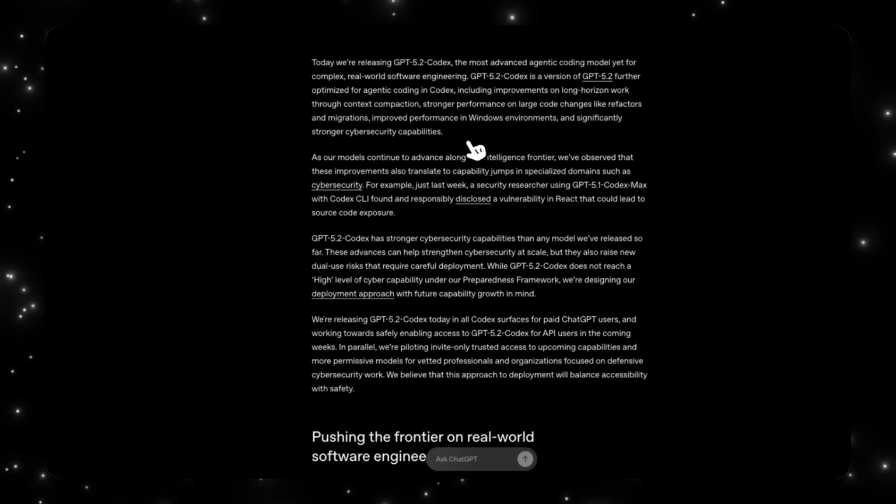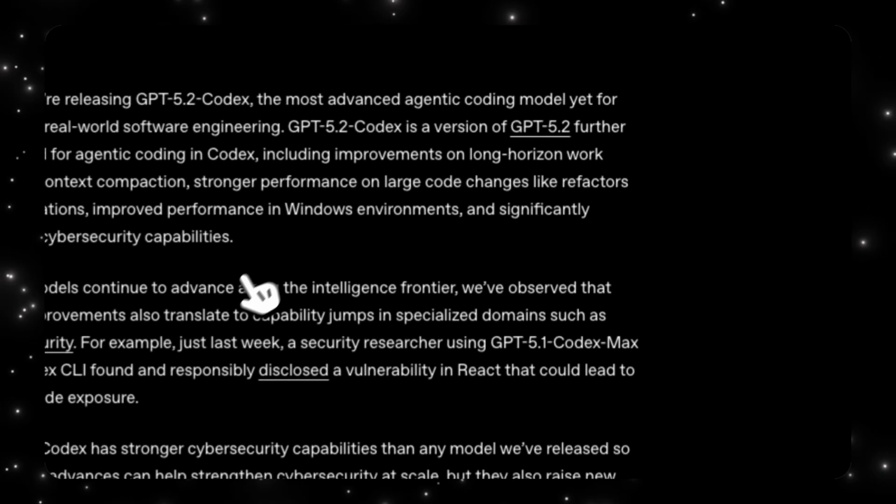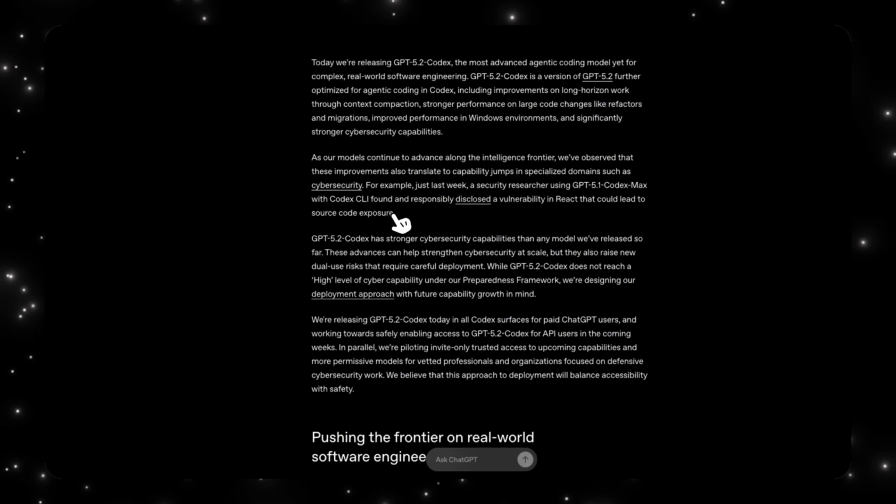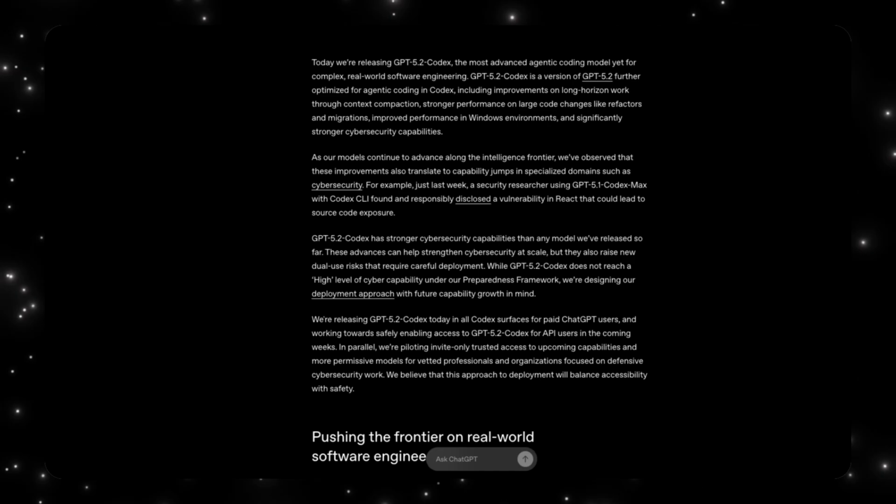According to OpenAI, this is their most advanced agentic coding model and is supposed to be used for complex, real-world software engineering problems. GPT 5.2 Codex is a version of GPT 5.2 that was released earlier this year, but is optimized for agentic coding in Codex. So it's supposed to include improvements for long horizon work through context compaction. It's supposed to have stronger performance on large code changes like refactors, and it has improved performance in Windows environments and significantly stronger cybersecurity capabilities.